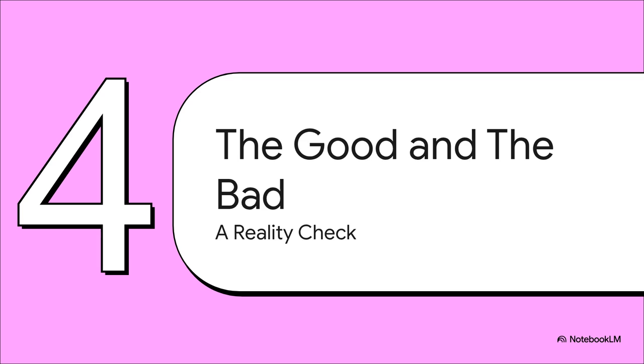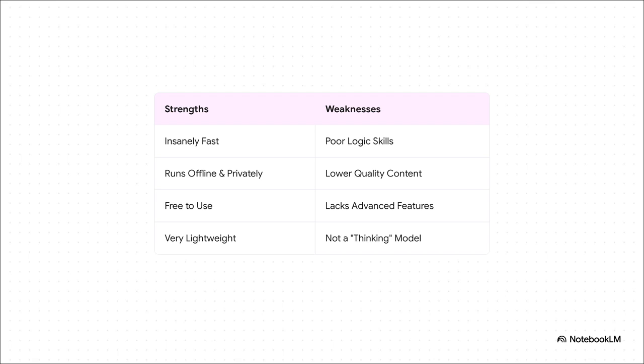Okay, so we know it's free, it's private, it's fast. But what's it actually like to use? This is where we need a little bit of a reality check on how it actually performs in the real world. And what we find is a really clear trade-off. The strengths? They're undeniable. It is insanely fast, it's private, and it's free. But on the flip side, it really struggles with logic, the content it creates just isn't as high quality as the bigger models, and it doesn't have any of those advanced features. It's really not what you would call a deep thinking model.